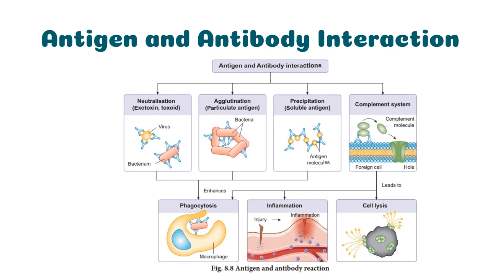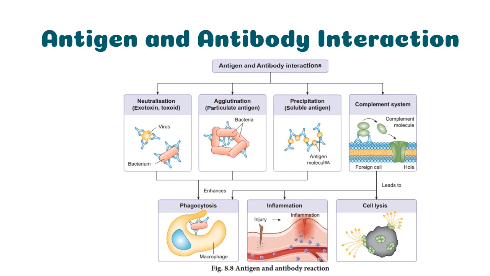Or agglutination occurs, where mainly IgM is the one responsible for agglutination. Because it is a pentamer, it has 10 binding sites. So agglutination occurs when a single antibody binds to multiple antigens. They agglutinate, and this will enhance phagocytosis. And precipitation is similar to agglutination, but this happens for soluble antigens.